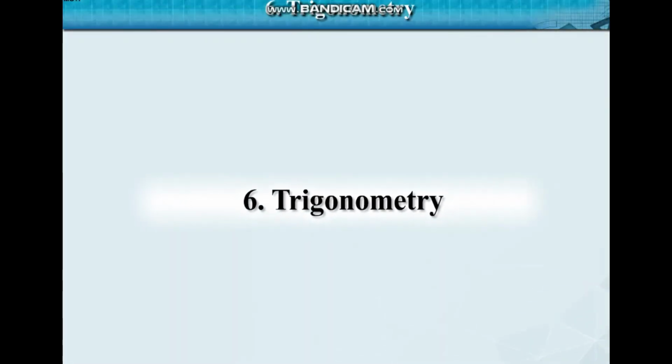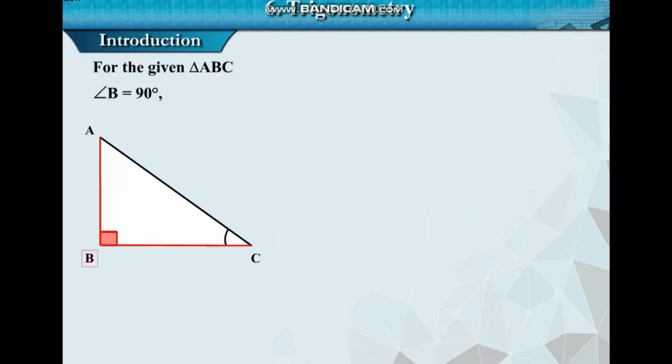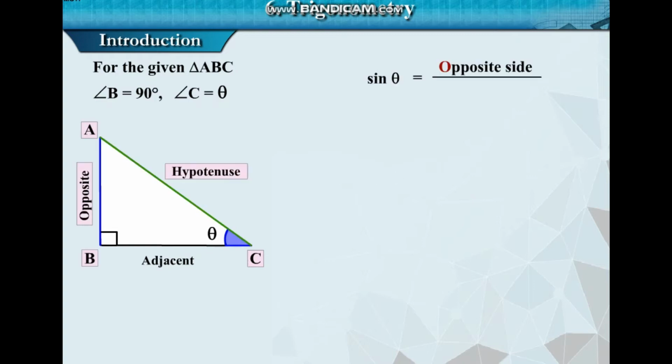Chapter 6 Trigonometry Introduction. For the given triangle ABC, angle B is equal to 90 degrees. Angle C is equal to theta. Therefore, side AB is the opposite side of angle theta, whereas BC is the adjacent side and AC is the hypotenuse. Therefore, sin theta is equal to opposite side upon hypotenuse, which is equal to AB upon AC.